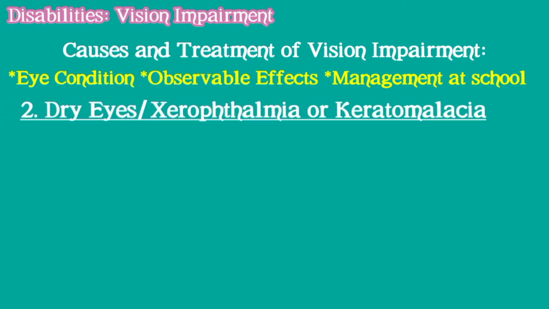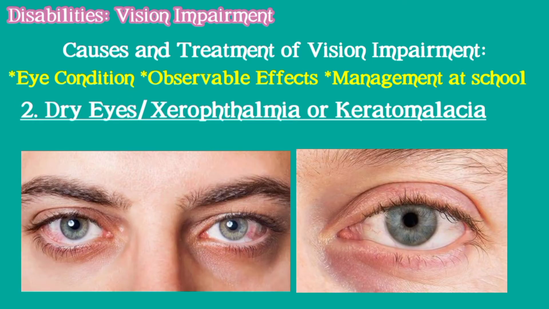Next is dry eyes, also called xerophthalmia, a vitamin A deficiency resulting from malnutrition. The eye becomes very dry and the cornea softens and forms ulcers. The observable effects are night blindness and gradual loss of vision. The white part of the eye becomes dull and wrinkled. The cornea may buckle and burst, causing blindness. The condition is reversible in its early stage.